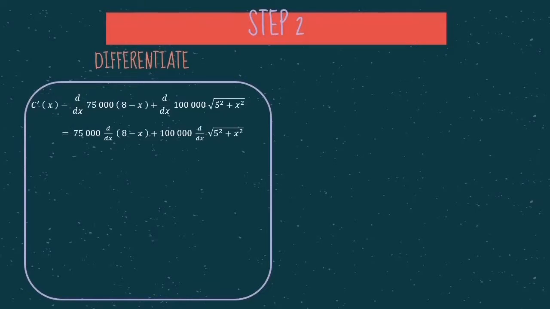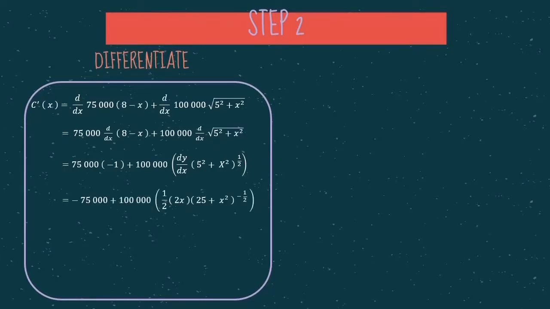And then we bring the 75,000 and also 100,000 to the front, so we just differentiate the 8 minus x and also the square root of 5 squared plus x squared. After we differentiate it, for the 8 minus x, we get negative 1. But for the square root, we have to change the square root to the power of 1 over 2 to make it easy to differentiate.